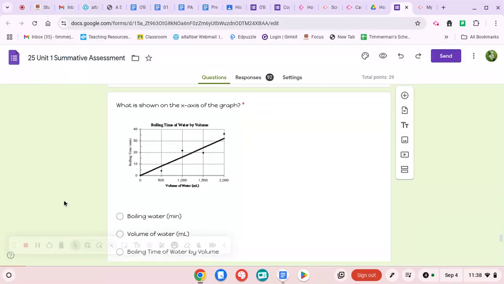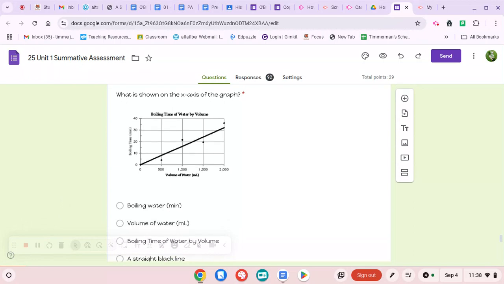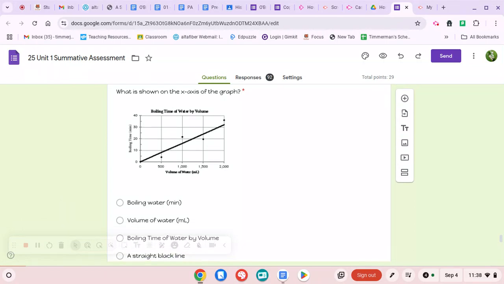What is shown on the x-axis of the graph? Boiling water in minutes, the volume of water in milliliters, the boiling time of water by volume, or a straight black line.